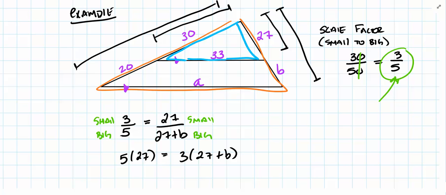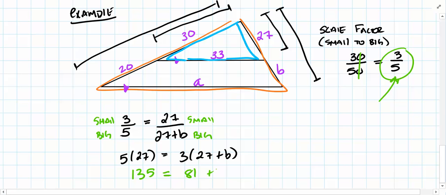Okay, so we're going to do the algebra here. What's 5 times 27? 135. Very good. So 135 is now equal to 3 times 27, which was 81, plus 3B. So therefore, subtract 81, then divide by 3. What do you get for B? Very good. So B is now equal to 18.